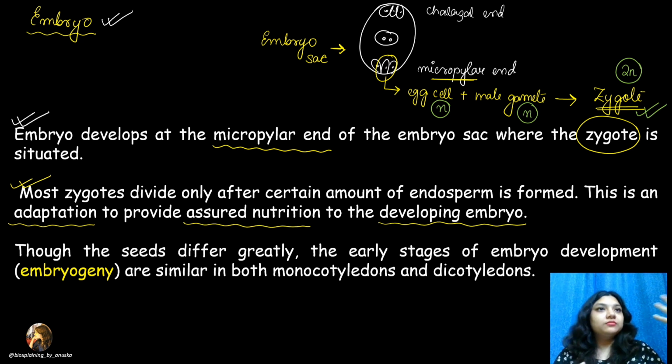Okay, now seeds will differ. Some will have two cotyledons, some will have one cotyledon, monocot, dicot. Seeds will differ. But the initial stages of embryo development, that is starting from the zygote, how we go to the embryo, those basic stages are more or less similar in both the dicot seeds as well as monocot seeds. Okay, so what are those different stages in case of the embryo formation from the zygote? Let's see one by one.